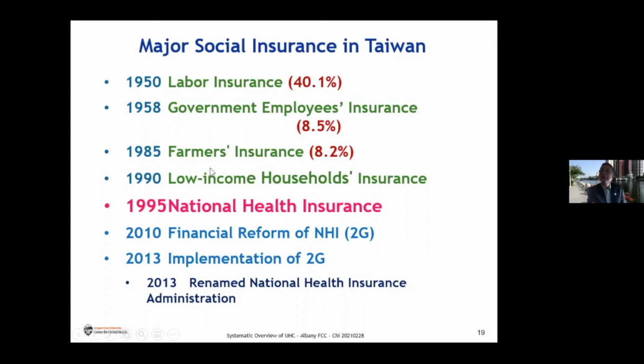And from 1988 to 1993, a little bit over a 5 year period, Taiwan planned for this national health insurance. The legislature passed it in 1994, and started to implement it on March 1st of 1995. In 2010, they did a financial reform they called second generation, and that was implemented in 2013.